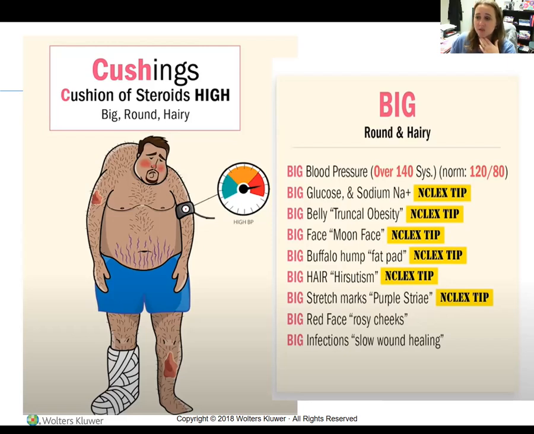Big stretch marks, or those purple striae on the face and on the abdomen. Big face, red, rosy cheeks. Big infection, so they're going to have slow wound healing, and then big risk for fractures from brittle bones.